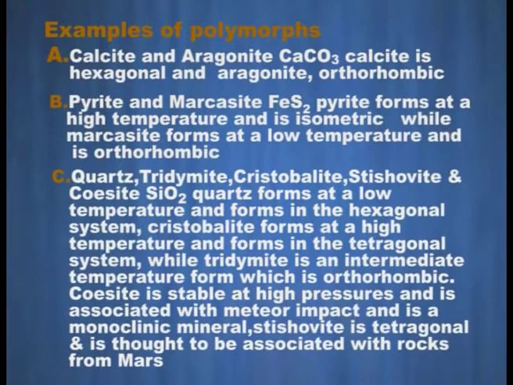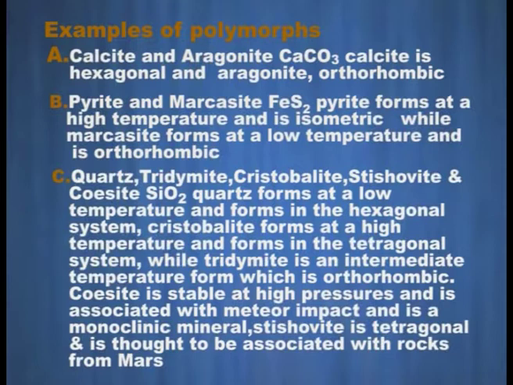Some examples of polymorphs are calcite and aragonite. Both have the chemical composition CaCO3, but calcite is hexagonal and aragonite is orthorhombic. The next example is pyrite and marcasite. The chemical composition of both pyrite and marcasite is FeS2, that is iron sulfide, but pyrite forms at a high temperature and is isometric, while marcasite forms at a low temperature and is orthorhombic.